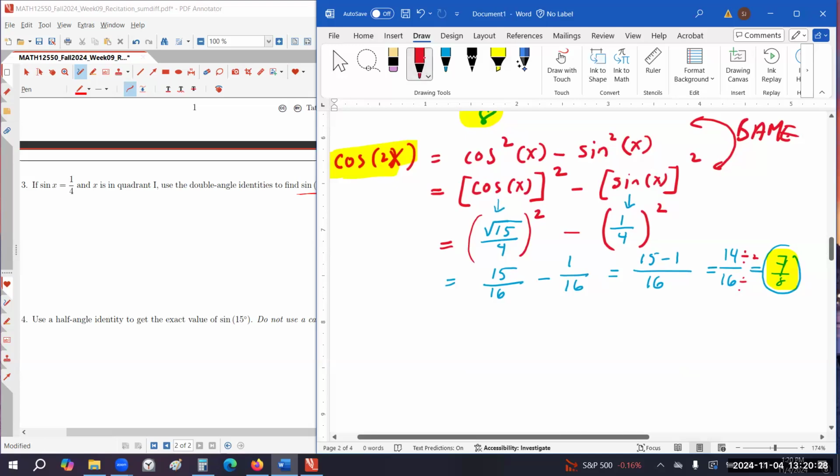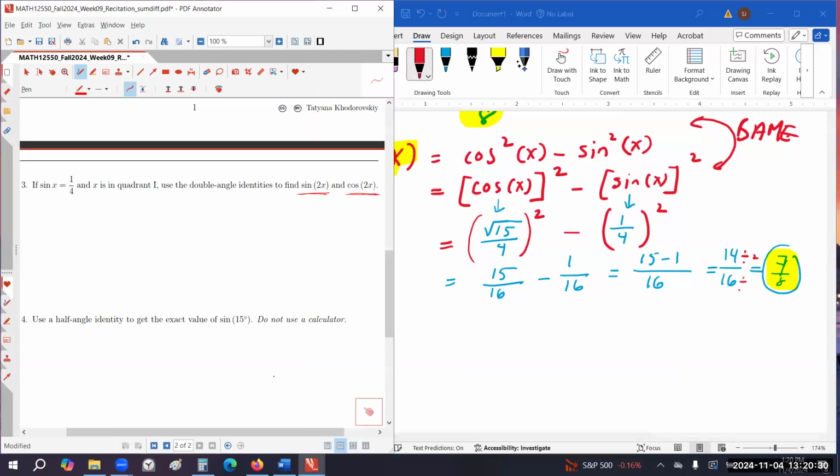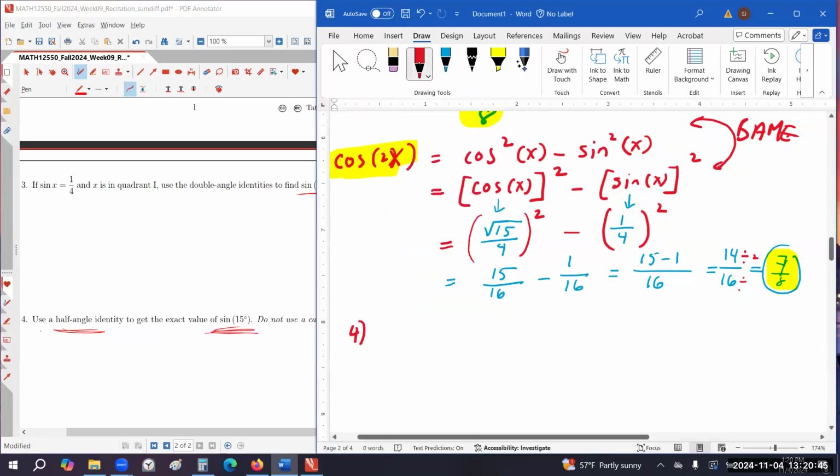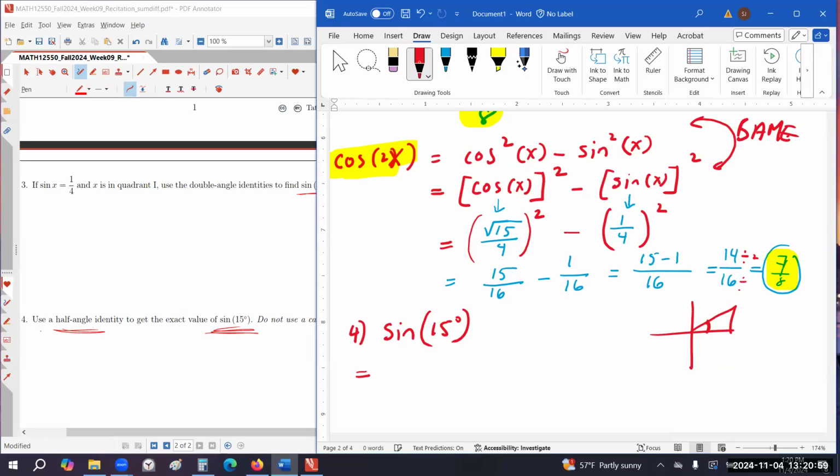So question 4, it says do not use a calculator. Without using calculator, using half angle identity, find out what is sine 15 degree. Well, we don't need a calculator because we're smart. We are gonna use half angle identities. And half angle identity, if you remember it from before, says, 15 degree is in the first quadrant. So answer will be positive.